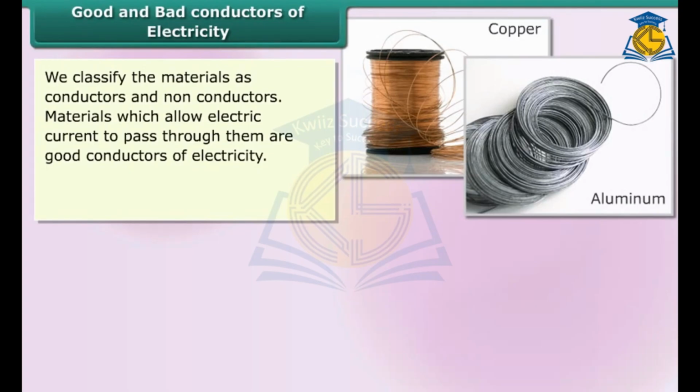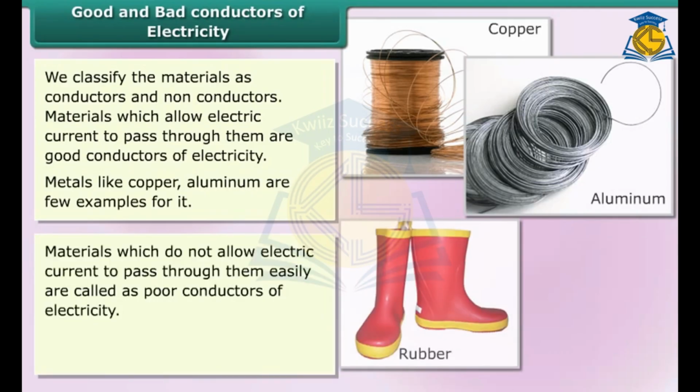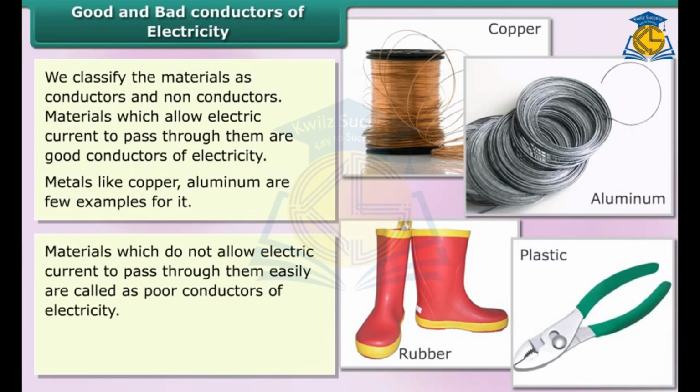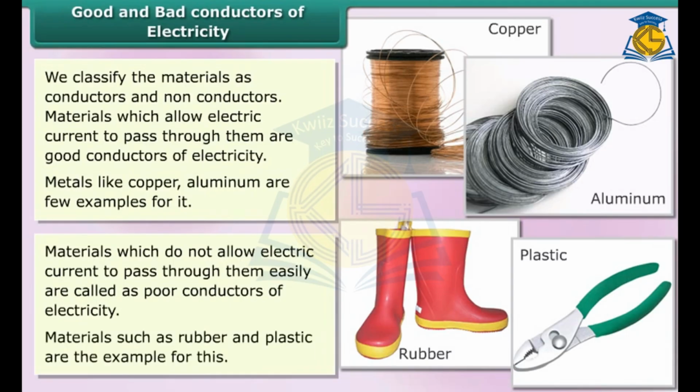Materials which allow electric current to pass through them are good conductors of electricity. Metals like copper, aluminium are few examples of it. Materials which do not allow electric current to pass through them easily are called poor conductors of electricity. Materials such as rubber and plastic are the example of this. We use a tester to test the conductivity of materials which are in solid state.